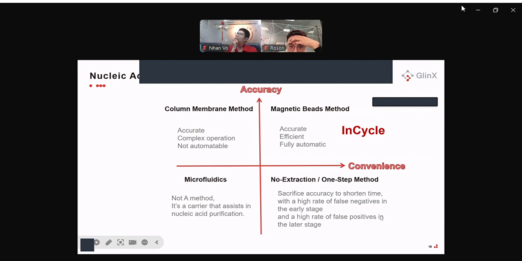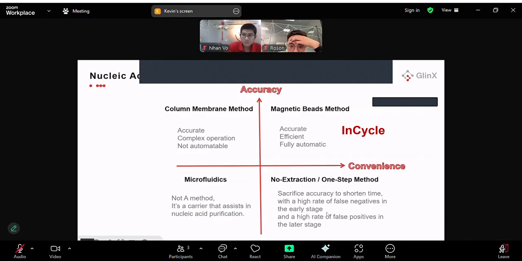And are you clear about why the rate of false negatives is really high in the early stage and the false positive results are really high in the later stage?